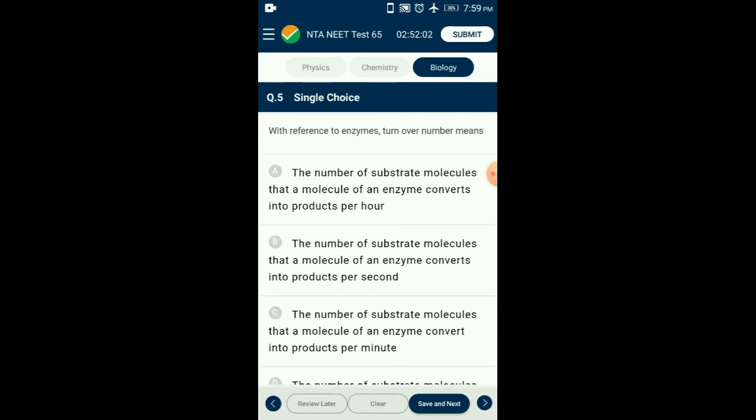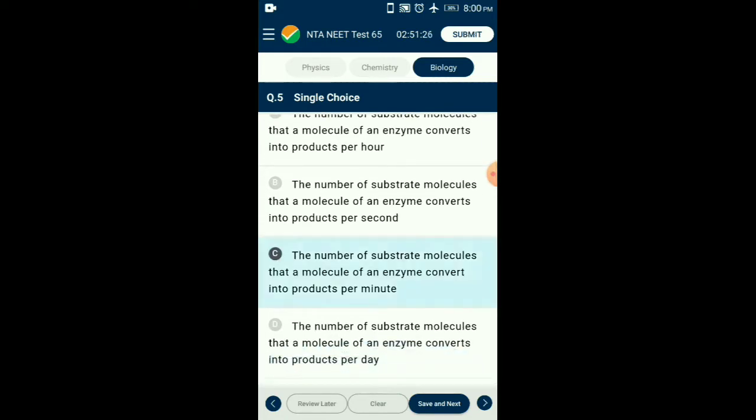Question number 5. With reference to enzymes, turnover number means the number of substrate molecules changed per minute by a molecule of enzyme. The higher the turnover number, the more efficient an enzyme is. It depends upon the number of active sites present on an enzyme, precise collisions between reactants and the rate of removal of end products. So the answer for this question is option C, the number of substrate molecules that a molecule of an enzyme converts into products per minute.